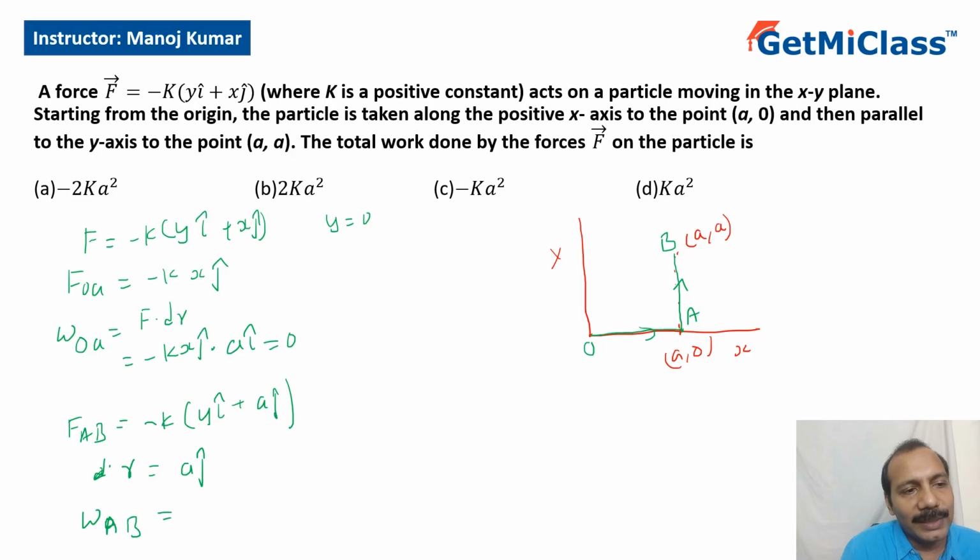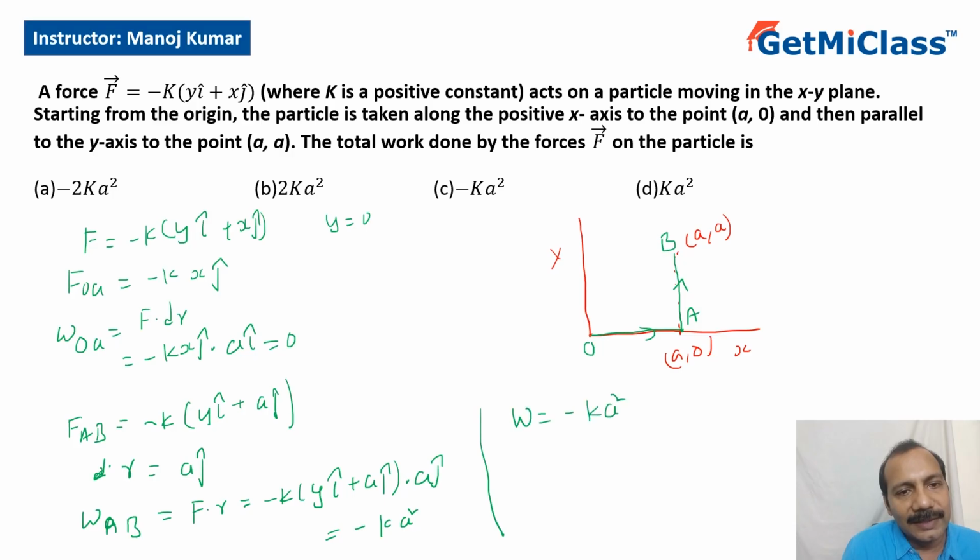Now from these two, what is the work done from A to B? A to B would be F dot r. That is equal to minus k (y i plus a j) dot a j. So that will give me minus k a squared. So what is the total work done? For the first case it is 0, second case it is minus k a squared. So the total work done equal to minus k a squared. So we used the dot product of vectors in this case. So the answer for this question would be minus k a squared, that is option C.